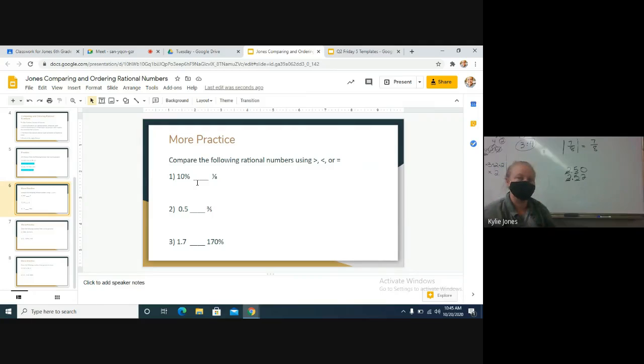We have 10%. We need to figure out if that's greater than, less than, or equal to 1/8. So we either need to change the 10% to a fraction, or we need to change the 1/8 to a percentage. Which way do we want to go?